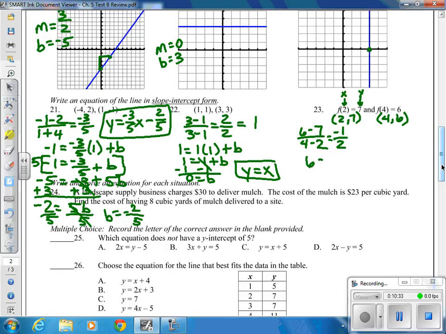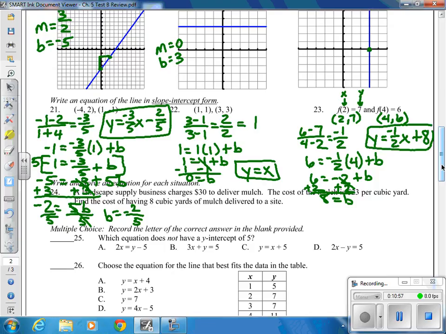So 6 equals negative 1/2 times 4 plus b. Well, half of 4 is 2. Take the negative sign, that'll be a negative 2. So 6 equals negative 2 plus b. Add the 2 over, and you get 8 is your b value. So when you write your equation, it'll be y equals negative 1/2 x plus 8. And that's the final equation that makes number 23 happen.